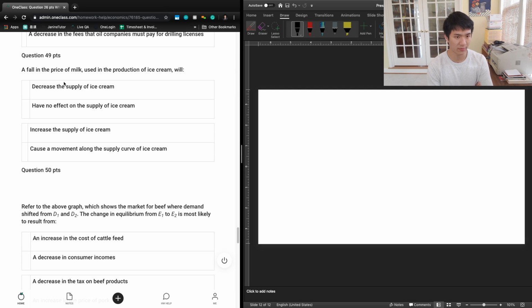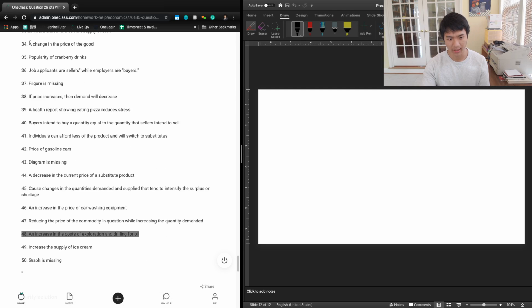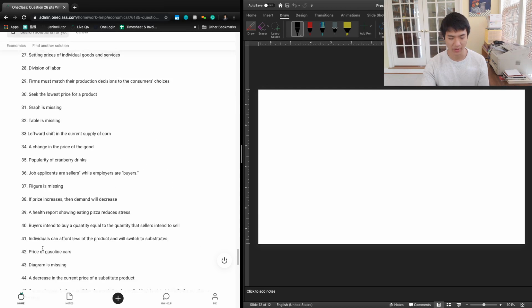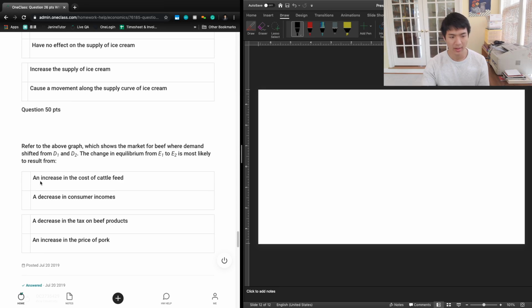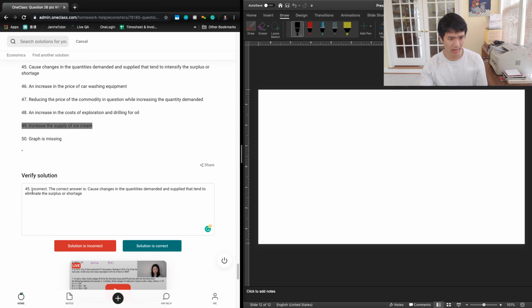A fall in the price of milk used in the production of ice cream will increase the supply of ice cream. And so that's going to be the best answer for us here. And looking at the previous tutor's answers, they also say an increase in the supply of ice cream. And so that's going to be the best answer. And finally, question 50 refers to a graph that we don't have, so we can't answer that here. And that should be, I think, all we have for today.